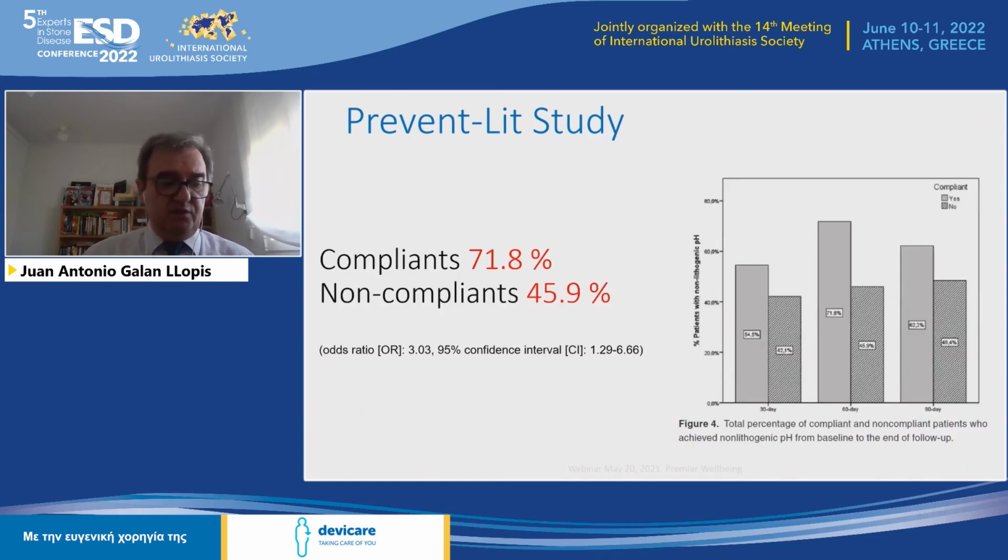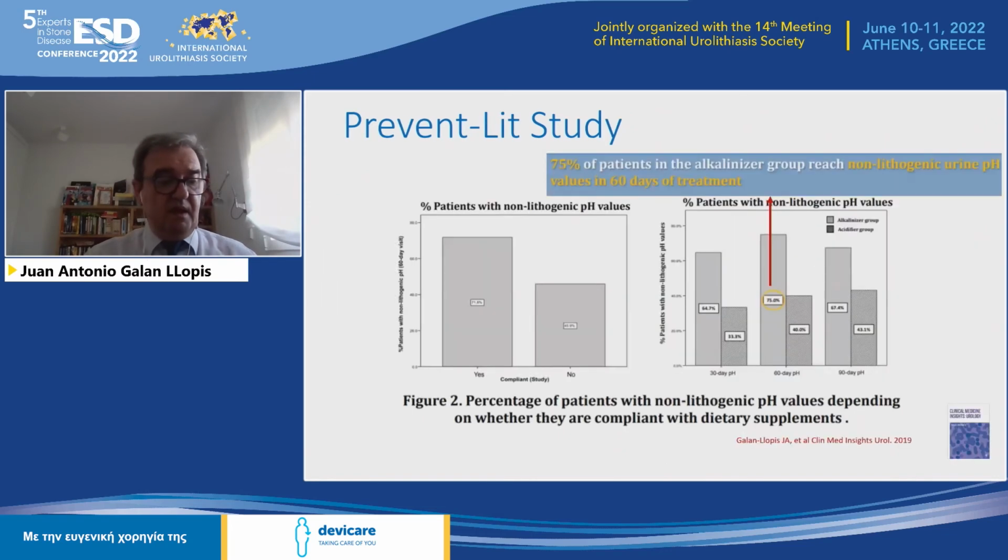Analysis of the effect of treatment compliance at 60 days indicated that 72% of compliant and 46% of non-compliant patients achieved non-lithogenic pH. For those compliant, up to 75% of the patients in the alkalizer group, which were prescribed LEAD Control pH Up, reached non-lithogenic pH values at 60 days.